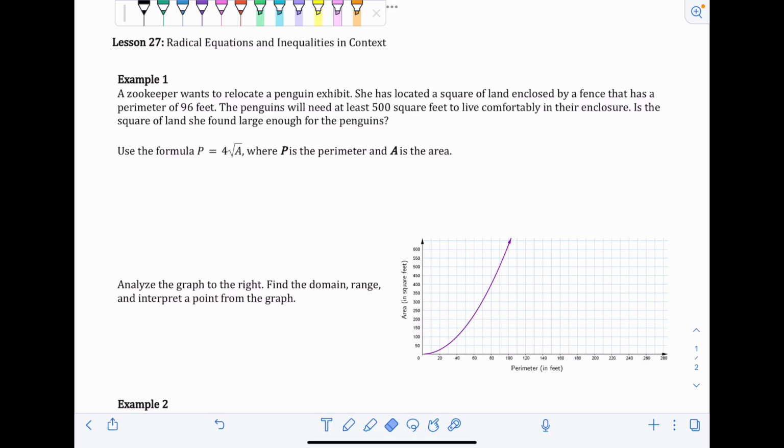Lesson 27 is radical equations and inequalities in context. So this lesson is going to combine 27.1 and 27.2 all into one section just because point 1 is solving and point 2 is interpreting. So it just kind of makes sense to group them together.